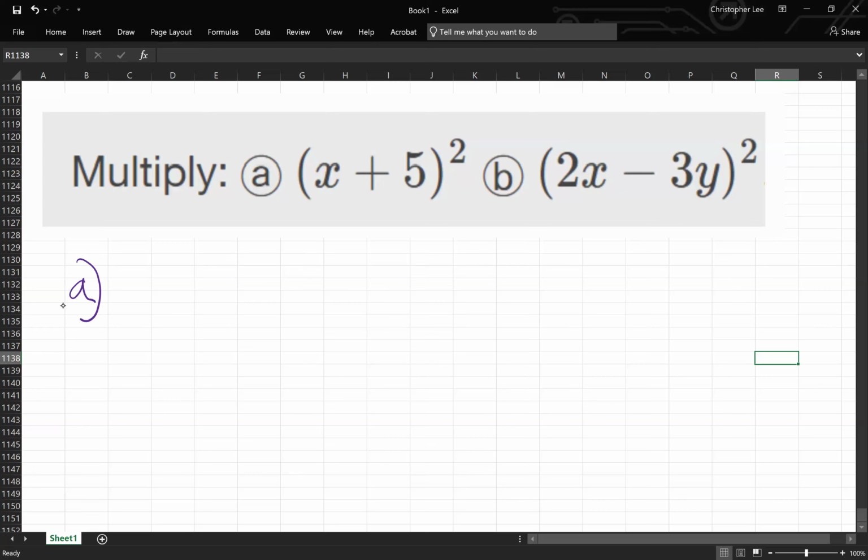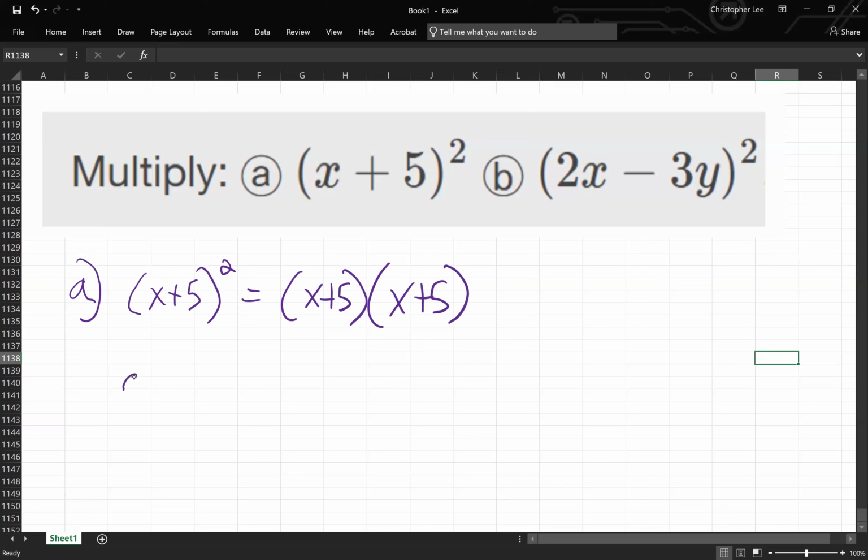For A, just showing y'all the trick, but again, use your distributive property, your vertical, all right? So look, we have what? X plus 5 squared. That literally means x plus 5 times x plus 5, right?